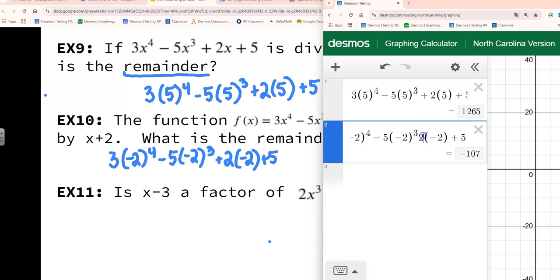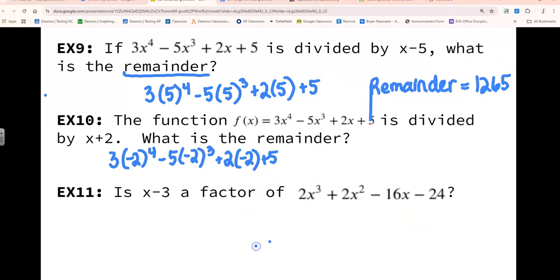And I'm getting negative 107. Oh, wait, no, something's wrong in there, isn't it? This needs a plus sign right there. 89, is that what you guys got? Okay, 89. So 89 is your remainder there.